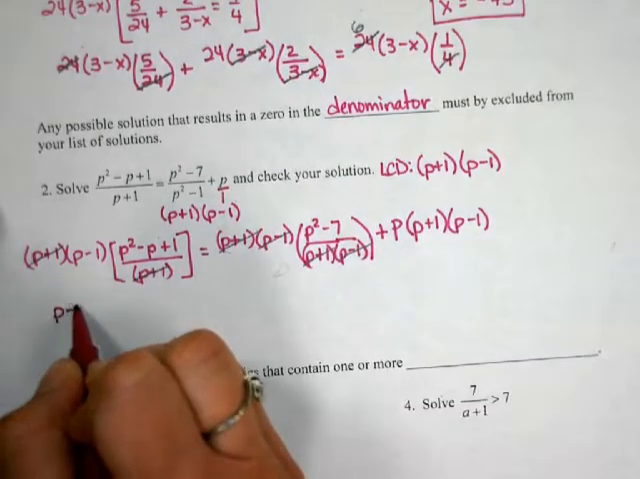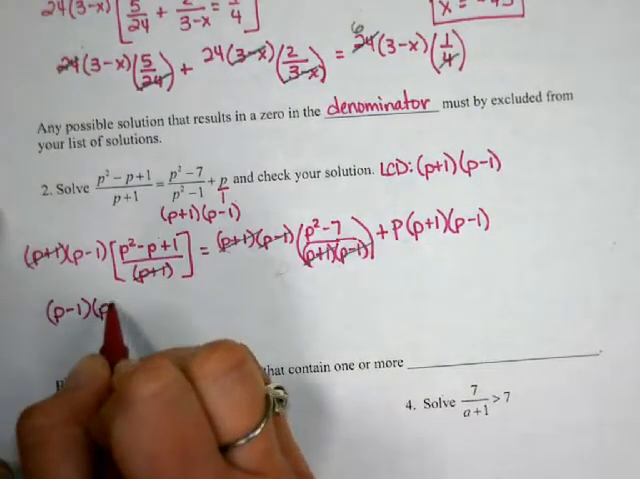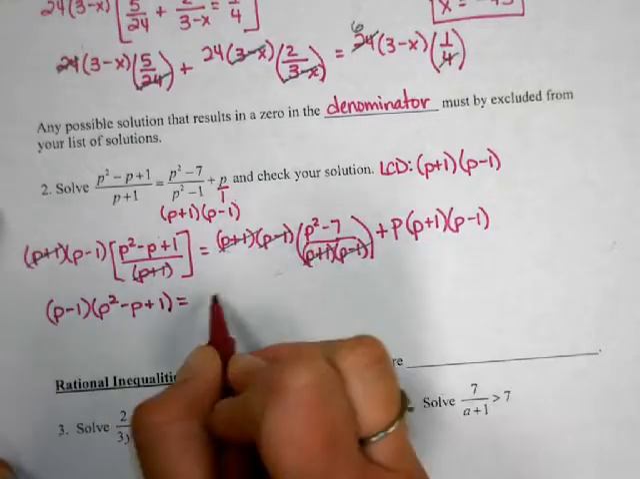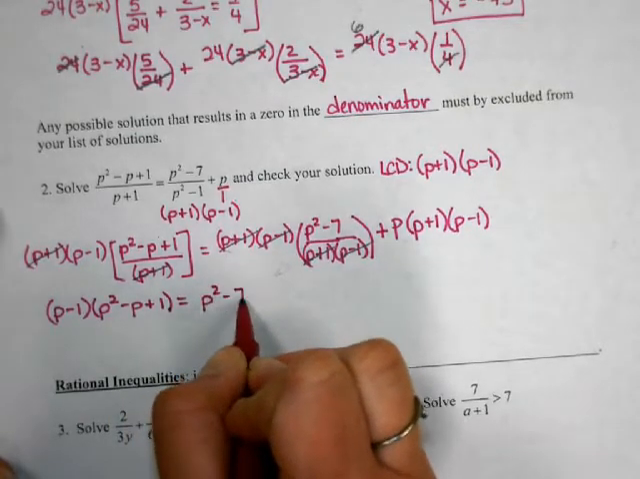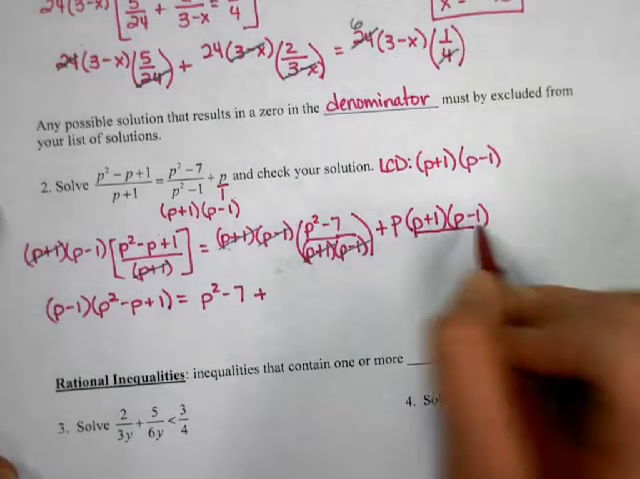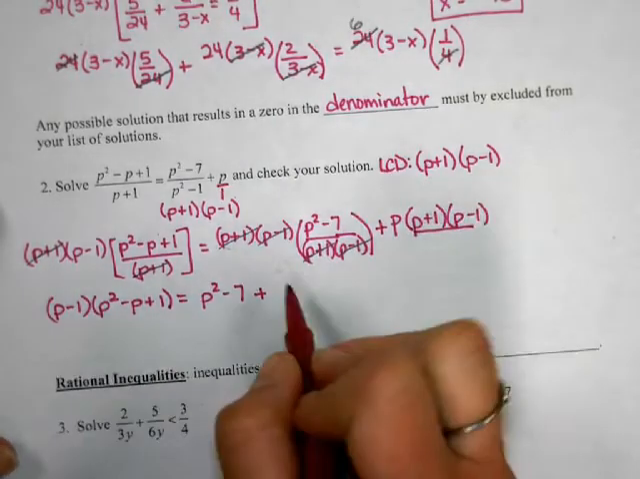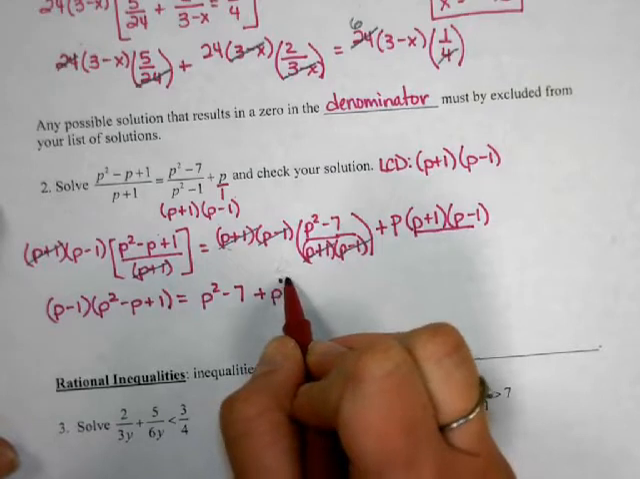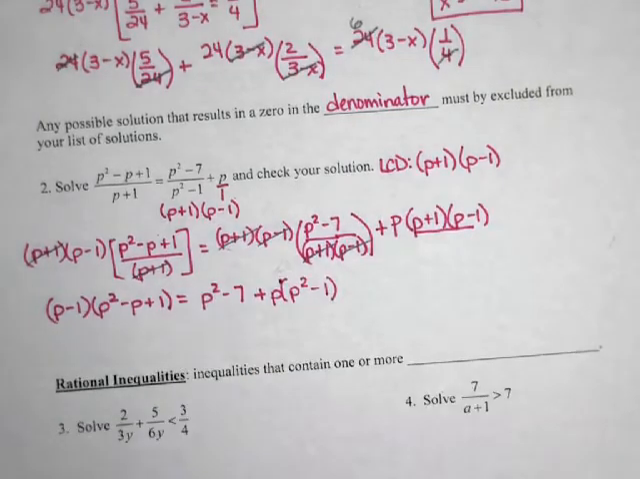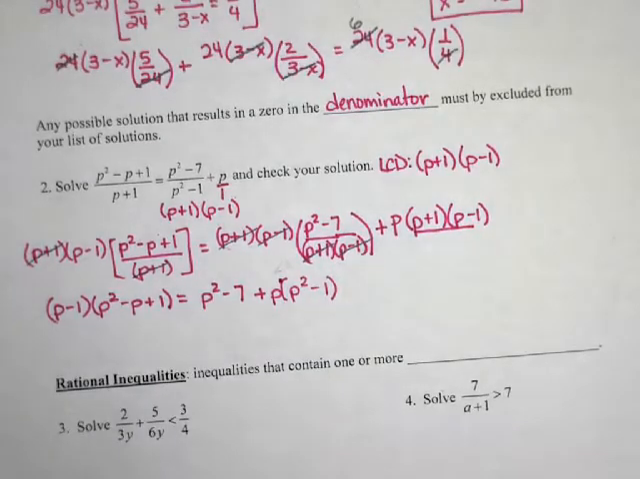P minus 1 times p squared minus p plus 1 equals p squared minus 7 plus, that guy's the difference of squares right there, so I'm going to go ahead and write it just to save room. P times p squared minus 1. All right, we got some more multiplication to do.